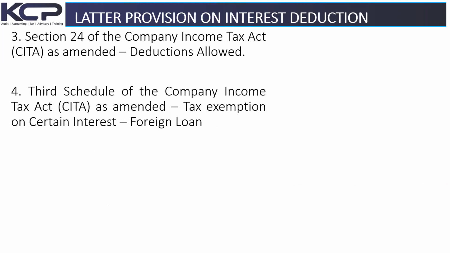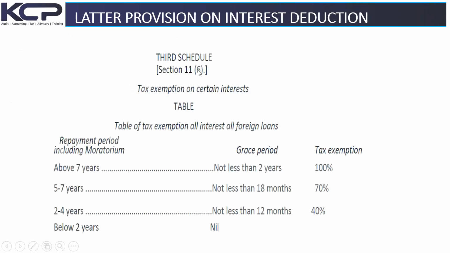Then section 24, paragraph 1 of it, speaks to where you have incurred, as a business expense, interest expense on a loan obtained for business purposes. It says that this loan interest should be granted as a deductible expense. Then the third schedule speaks to instances where you have obtained a foreign loan, but with different moratorium periods and different repayment periods. How is this to be addressed? We've looked at instances where the loan is above 7 years, between 5 to 7 years, between 2 to 4 years, and below 2 years.